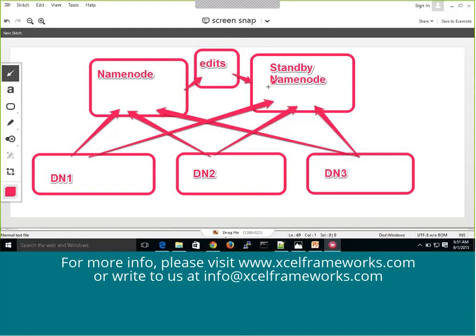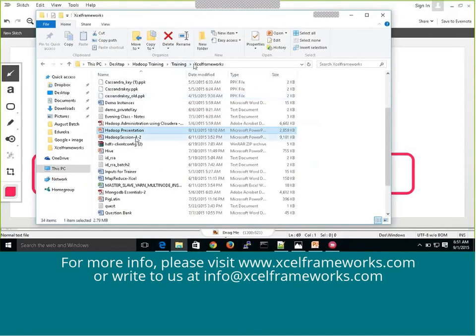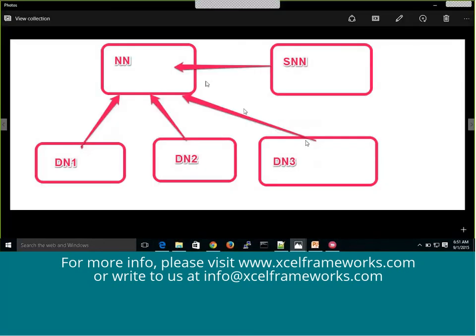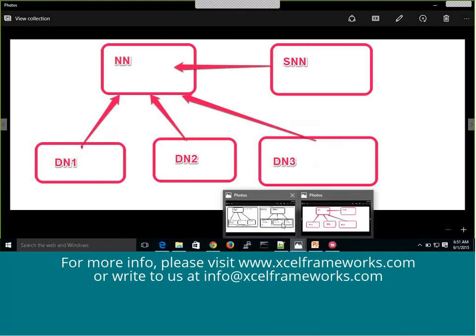Now, one of the important differences, if you see the data node communication, right? If you are spotting the difference, with Hadoop 1, this is what I said, right? Your Hadoop 1 secondary name node contacts the name node and picks up the metadata. But if you see the communication here, what is the communication difference here?